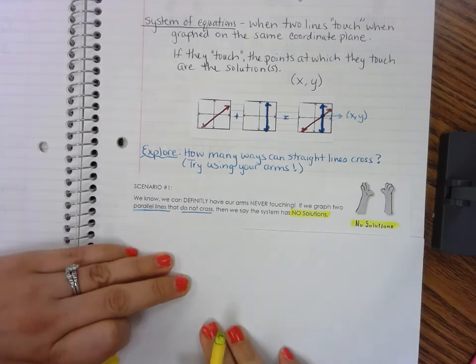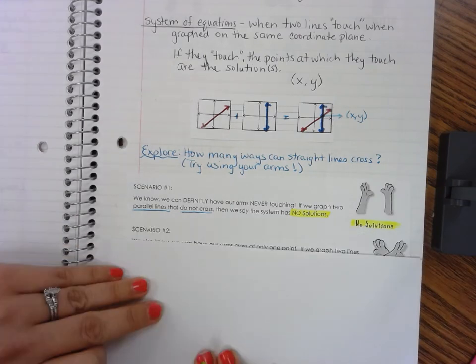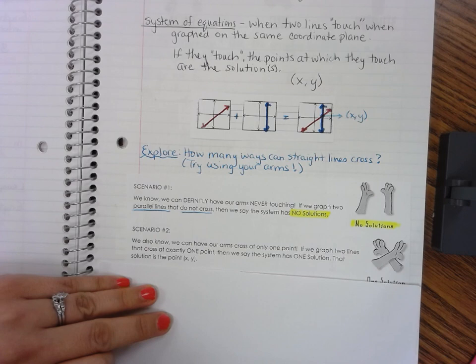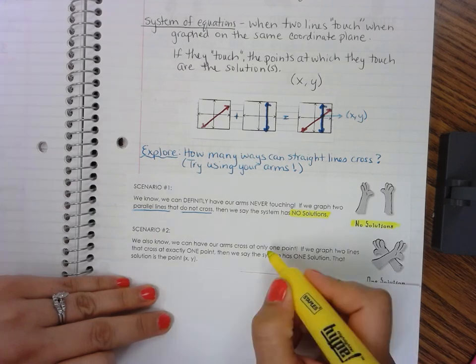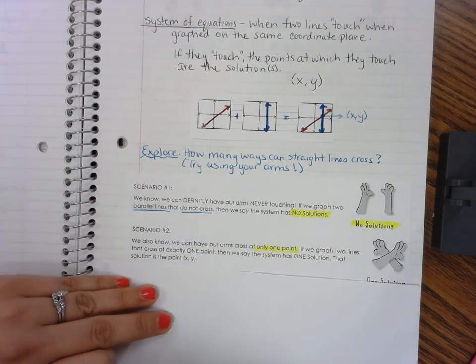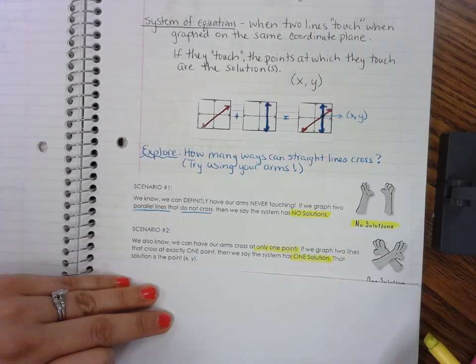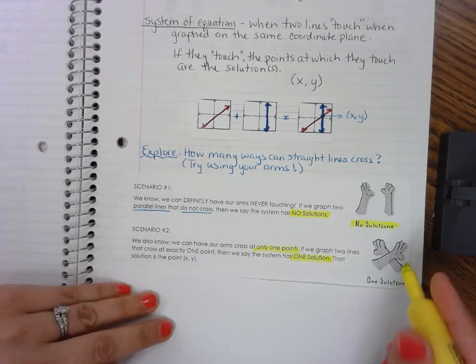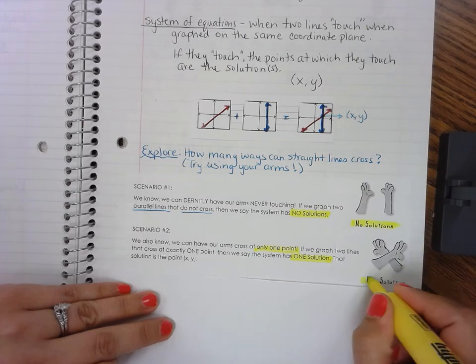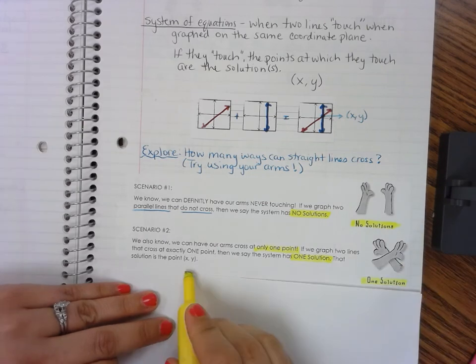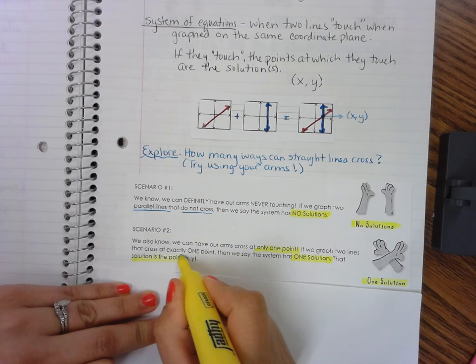Scenario 2 is if our arms cross at only one point. We graph the two lines and they cross exactly at one point, then we say the system has one solution. And that solution is point x, y. Again, we would know what that value was based off of the x and y value in our equation.